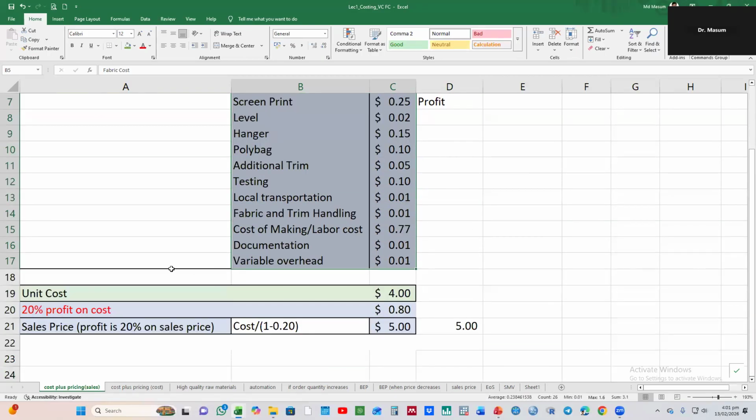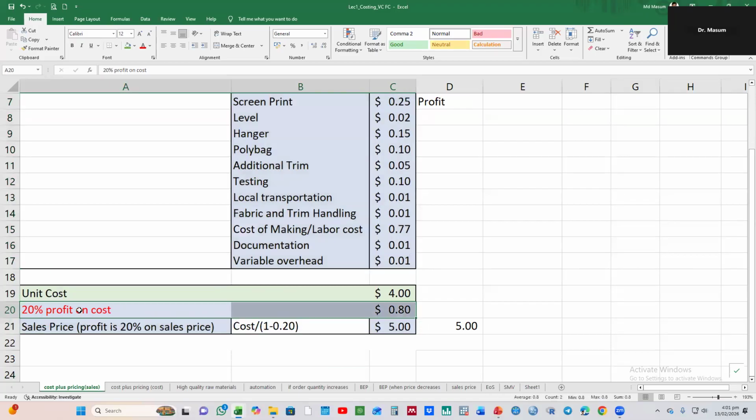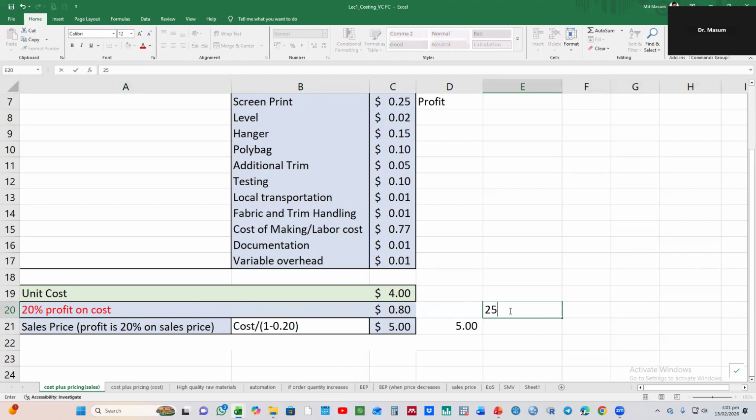So, and what will be the profit? It is the company policy. What may be the profit? The company can change it. Maybe the company can think that my profit will be 25%. When the company is talking about 25% profit, then what will be your sales price?